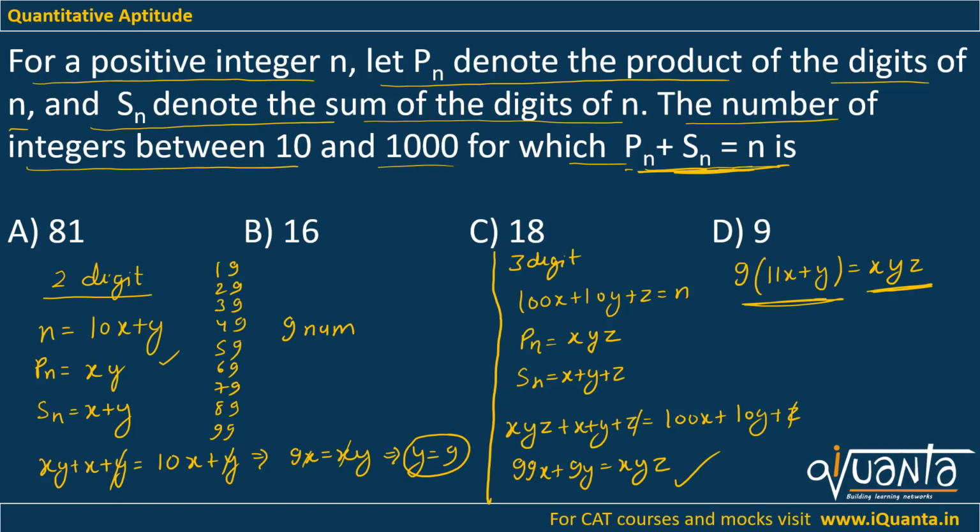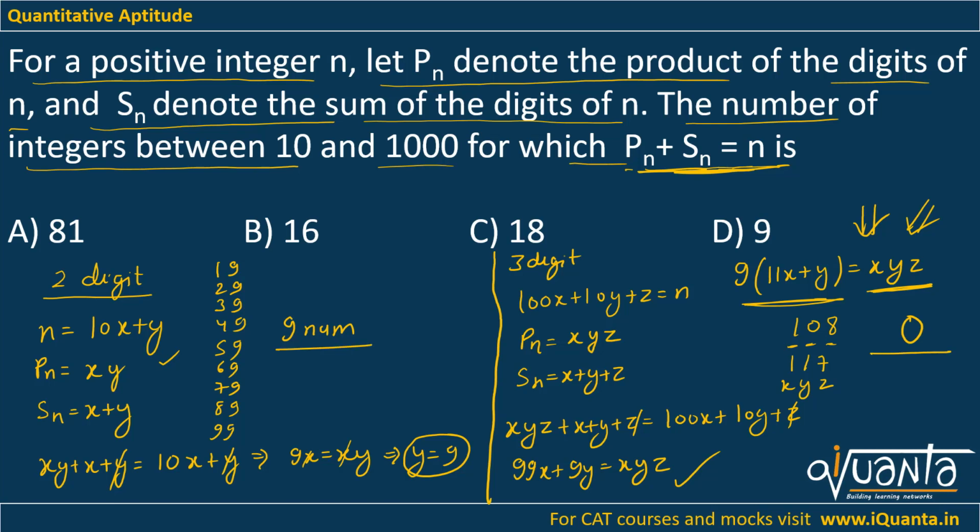If you take any multiple of 9, we need a 3 digit multiple, because we are looking for 3 digit numbers. So the first multiple of 9 is 108. You take x equal to 1, y equal to 0, z equal to 8. You will see that this equation is not satisfied. The second multiple of 9 after 108 is 117. You take x equal to 1, y equal to 1, z equal to 7, and put it into this equation. It doesn't satisfy. So there will be no multiple of 9 that satisfies this equation. Hence there is no solution, and we get 0 such 3 digit numbers.